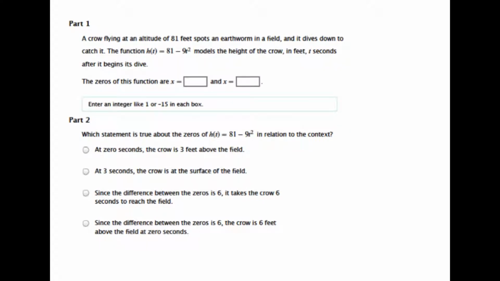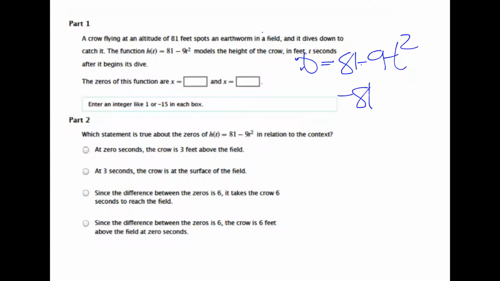Alright, a crow flying at an altitude of 81 feet spots an earthworm, and you get this function. It wants the zeros. I accidentally hit the home button, so we're going to have to upload this in 2 videos. Sorry about that. Anyways, to find the zeros, you could complete the square, do the quadratic formula, or you could just solve it. You could just say 0 equals 81 minus 9t squared.